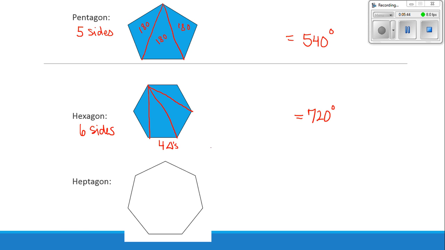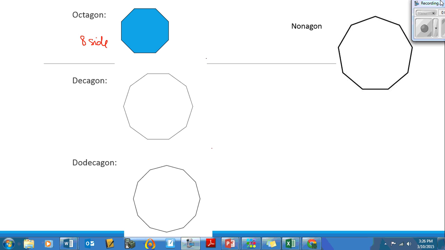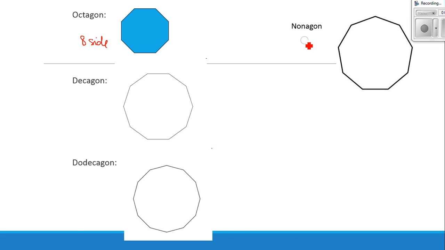And that can continue. So a heptagon is 7 sides, and an octagon would be 8 sides, and a nonagon would be 9 sides. I will move this out of the way here. This would be a 9-sided figure. A decagon would be 10 sides. And a dodecagon would be 12 sides. Yep, I skipped the 11-sided figure.